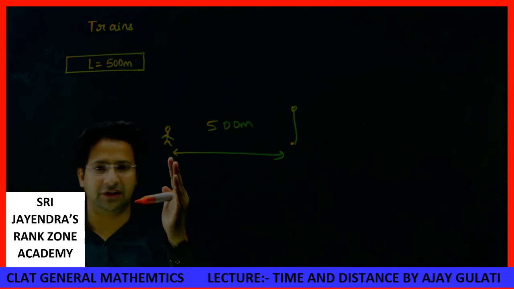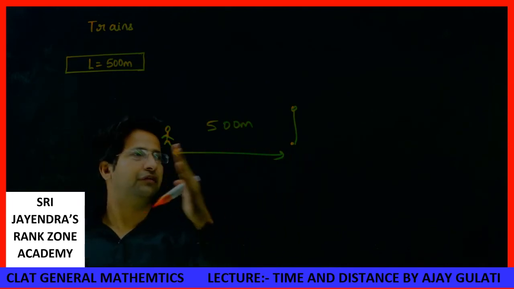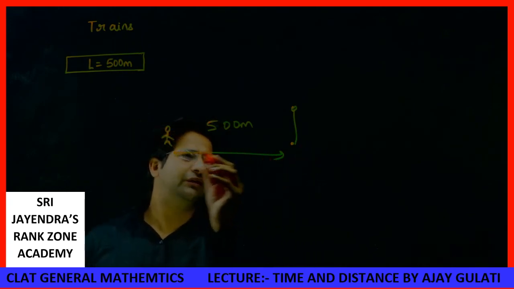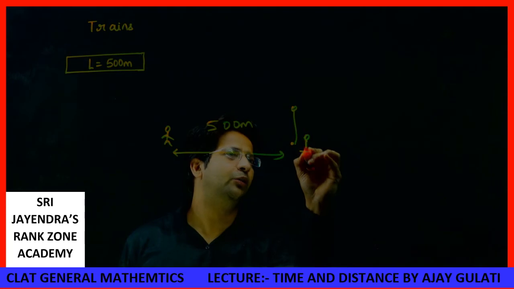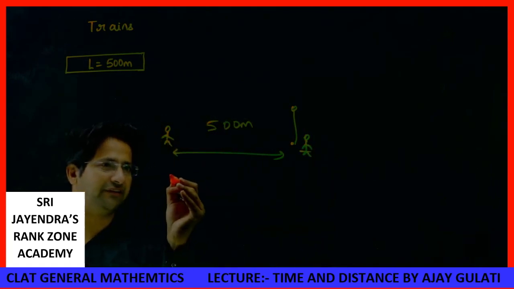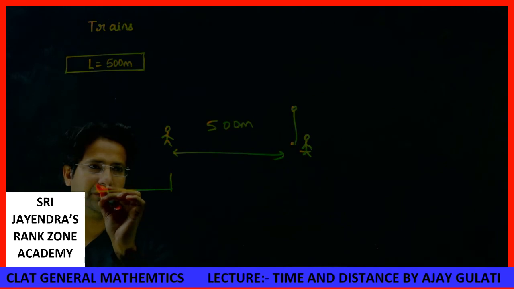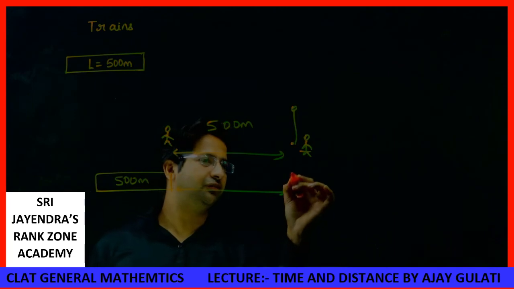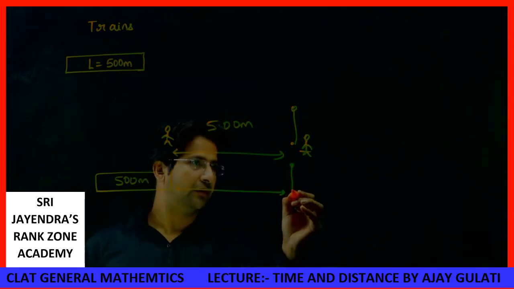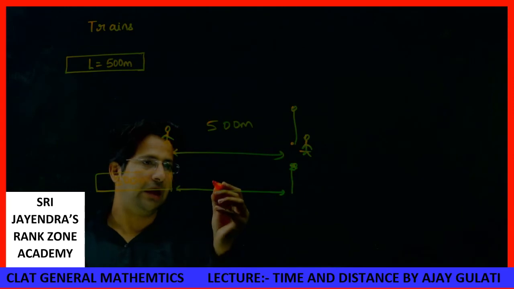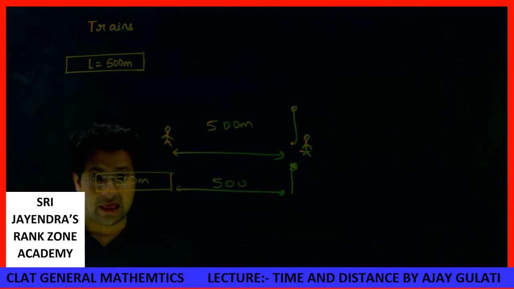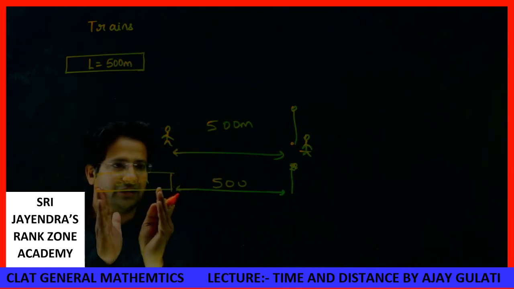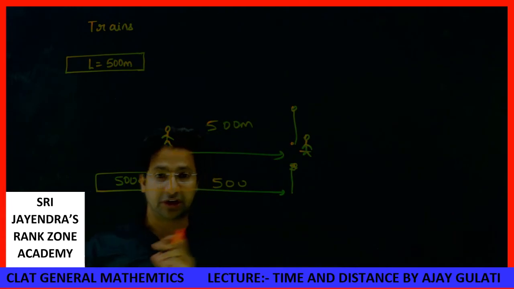So when this person crosses this pole, which is 500 meter apart, how much distance does the person need to travel? He will need to travel this 500 meter and he will cross this pole. He will be standing over here. But if I say a train, the length of the train is 500 meter, and between this particular pole and the train there is also a distance of 500 meter. Now if the train needs to cross this pole, how much distance would the train have to travel?